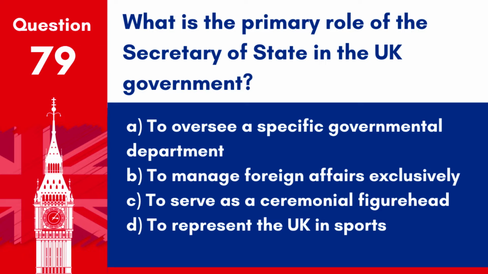Question 79. What is the primary role of the Secretary of State in the UK government? A. To oversee a specific governmental department. B. To manage foreign affairs exclusively. C. To serve as a ceremonial figurehead. D. To represent the UK in sports.